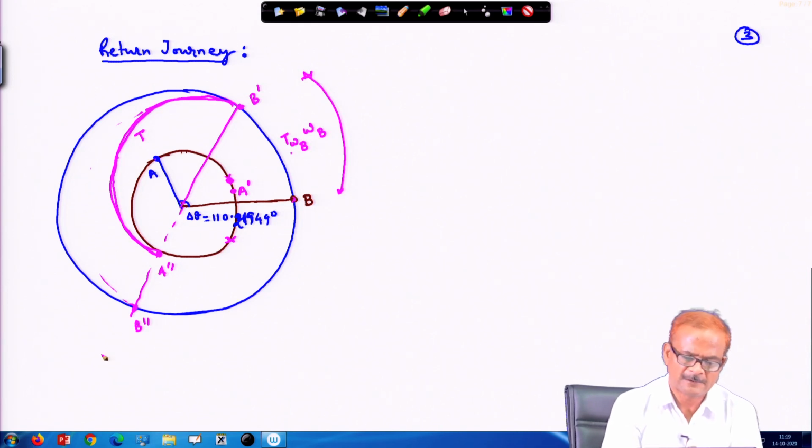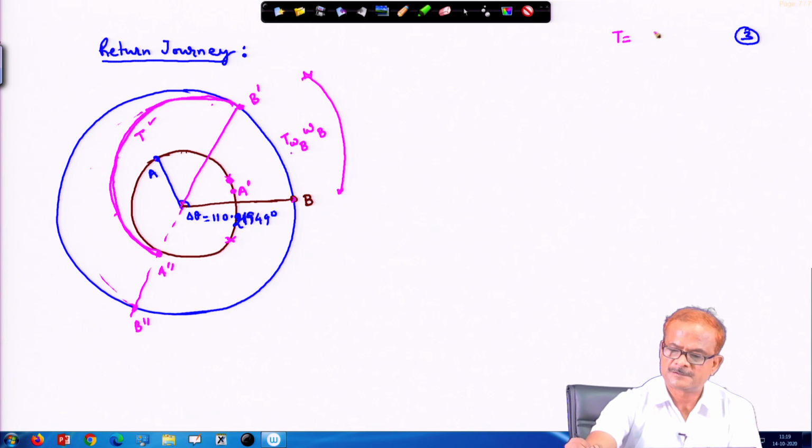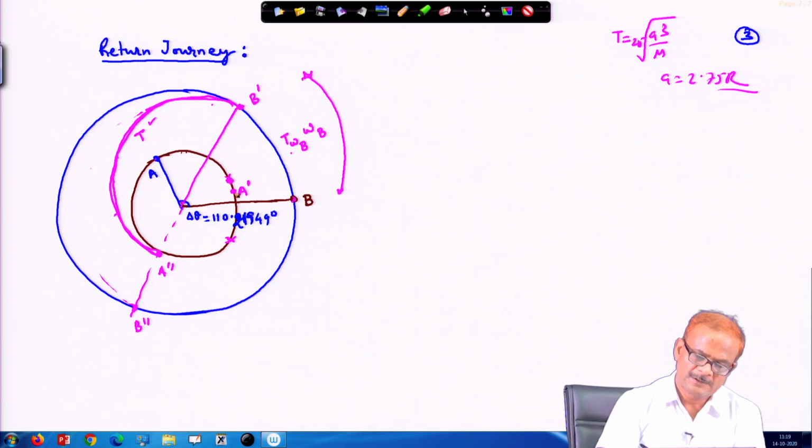And whatever we have calculated earlier, the flight time, the same thing is applicable here, because the semi major axis does not change, and therefore, flight time also does not change. T equal to 2 pi times the square root of a cubed by mu, where a is 2.75 r. So, a prime is here.